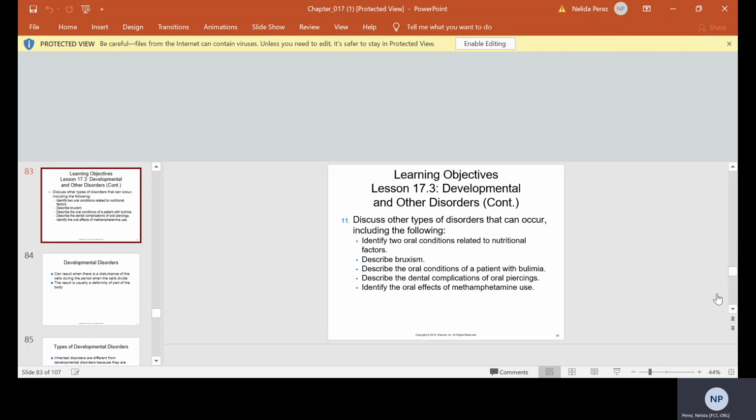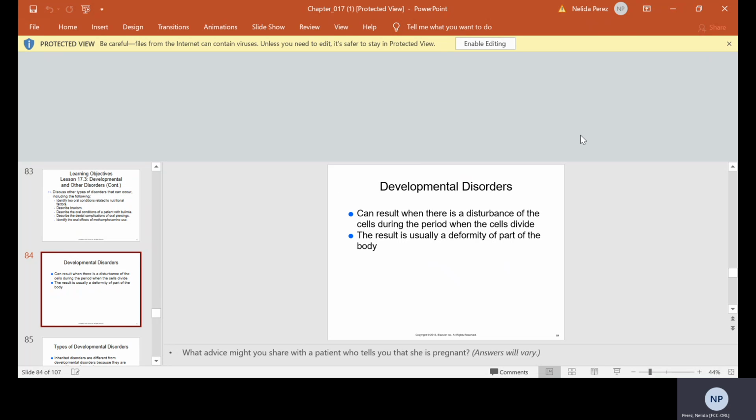Okay, class, so here I have the end of chapter 17, or what I call part 2. We left off with slide 84. Developmental disorders can result when there's a disturbance of the cells during the period when the cells divide. The result is usually a deformity of part of the body.